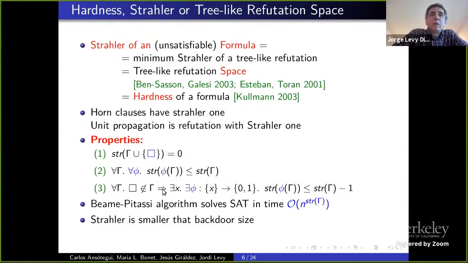We have an old algorithm that works in time n to the Strahler number of the formula, the Minpitassi algorithm. And we can also prove that the Strahler number of a formula is smaller than the backdoor size. So it's a quite natural and in some ways more appropriate measure than the backdoor size. Any questions?